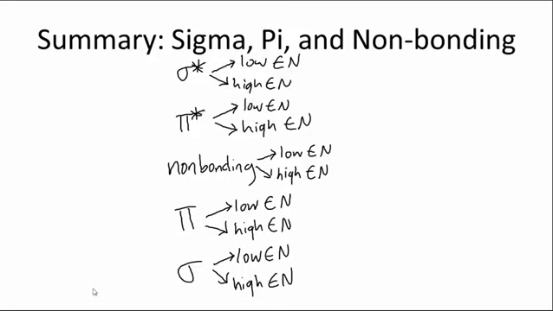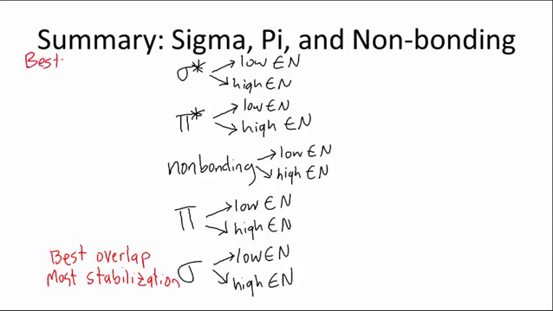And just to restate why it goes in this order, sigma bonding orbitals, they have the best overlap, so they have the most stabilization. Sigma star are at the top because they have the best overlap and the most destabilization. So it's like the best bad overlap, or the best destructive overlap. So that's the most destabilized.